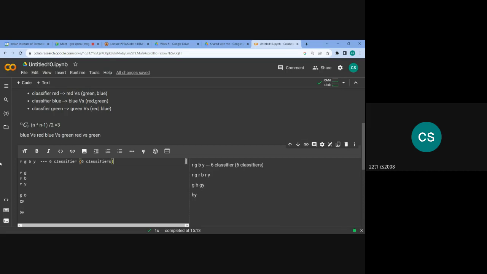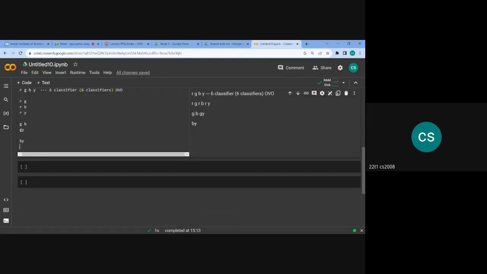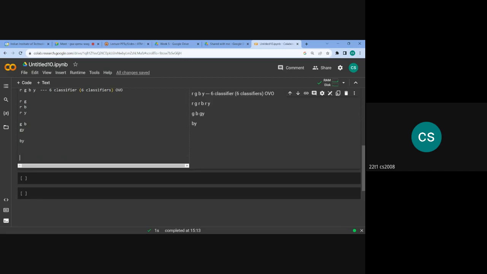But if it was going to be one versus rest, then only 4 are required. 4 classifiers for one versus rest. This is OVO versus OVR. If it was OVR, then we will require 4 classifiers.